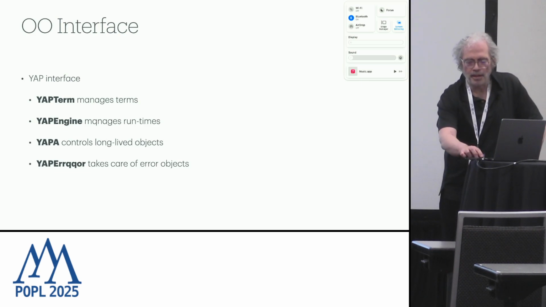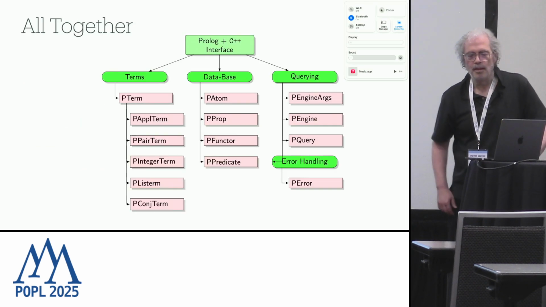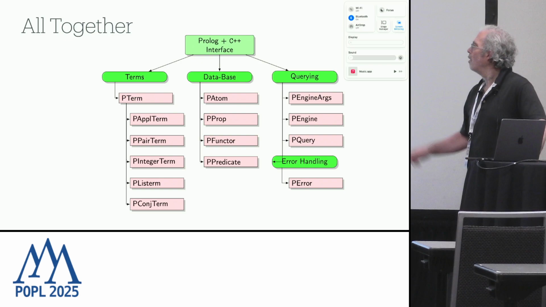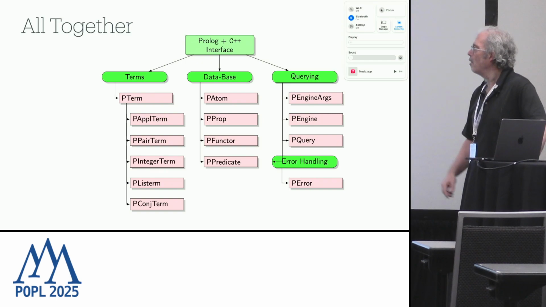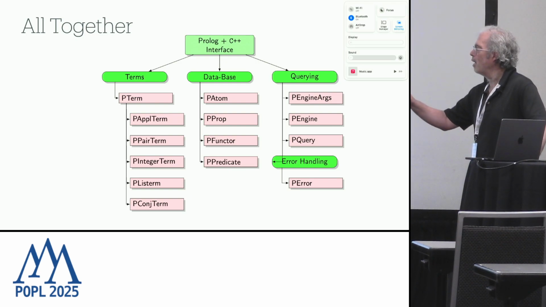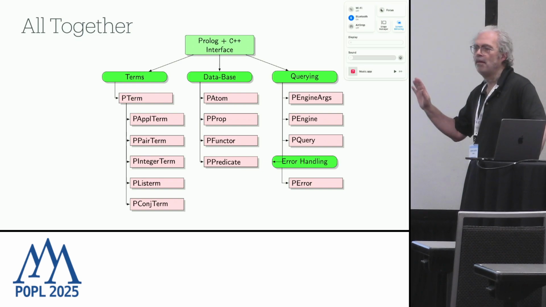So the structure is like this. You have the C++ interface. You have these three types of classes. For example, terms have several classes for every possible type of term: applications, which are compound terms, pairs, integers, lists. You can construct lists, etc. So all these things will become available directly from Prolog to Python through the C++ interface. So each one of these objects will become a Python class.